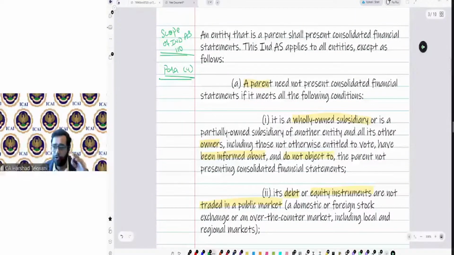So the scope has the exemption. Plus, there is one more exemption given in the scope itself. In the scope itself, there is one more exemption given, and that exemption goes to investment entities. Other than this, there is one more exemption which goes to investment entities, which talks about what exemption is granted to investment entities.